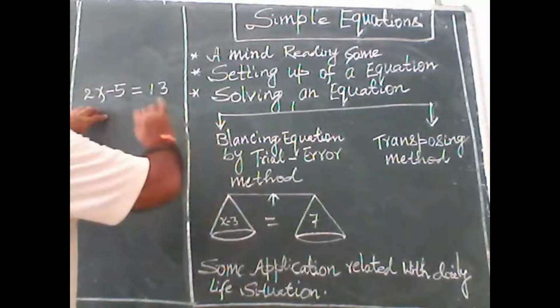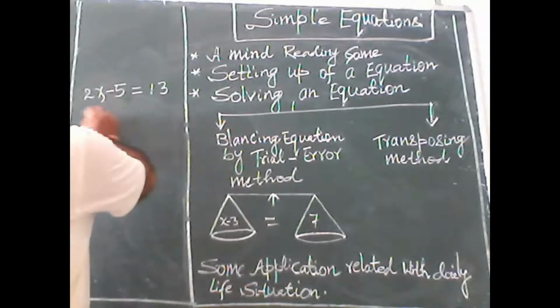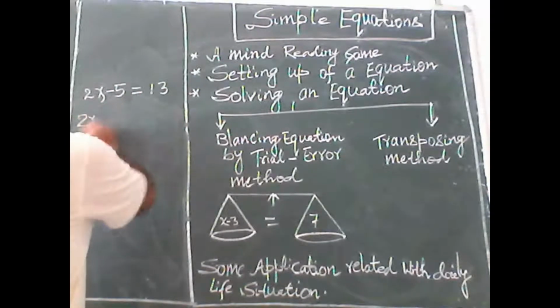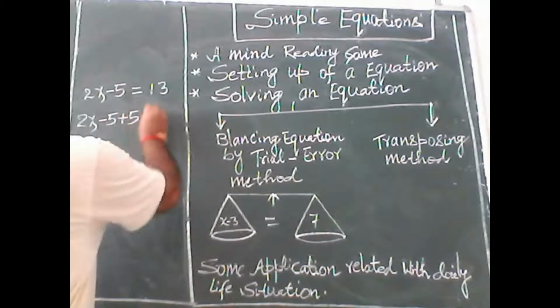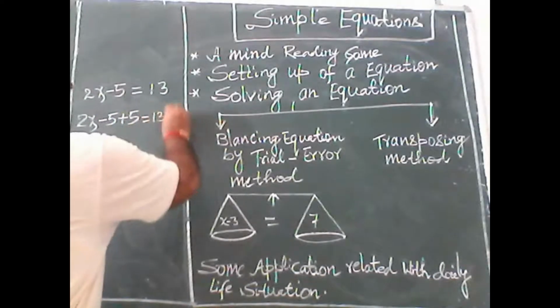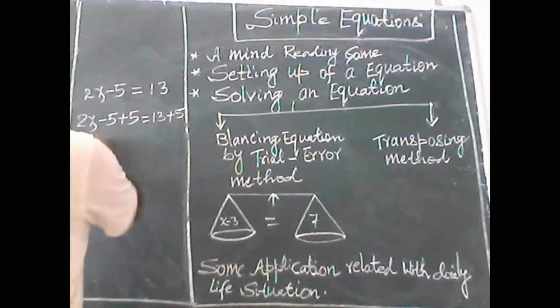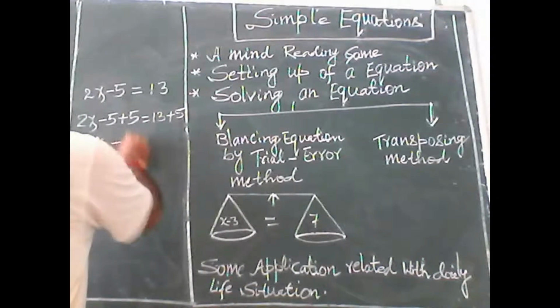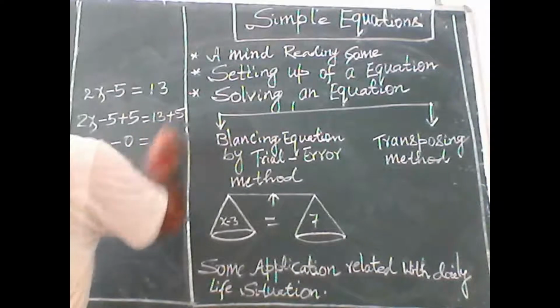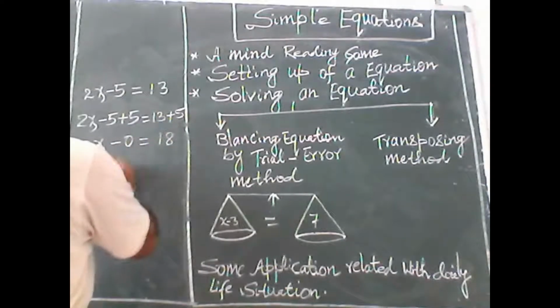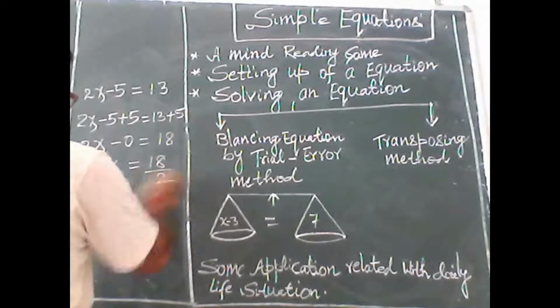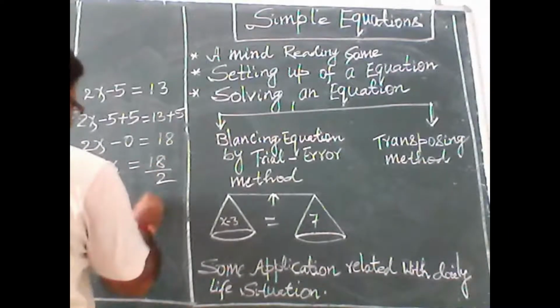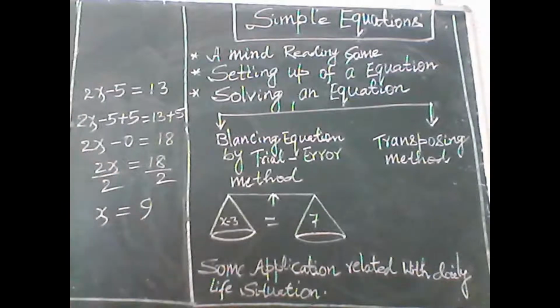So for this one, it is very easy. First of all, you will do like this: 2x minus 5, add 5. This is 2x minus 0 is equal to 18. So 2x is equal to 18. Again divide by 2 on both sides. So x can be obtained as 9. You put the value for verification.